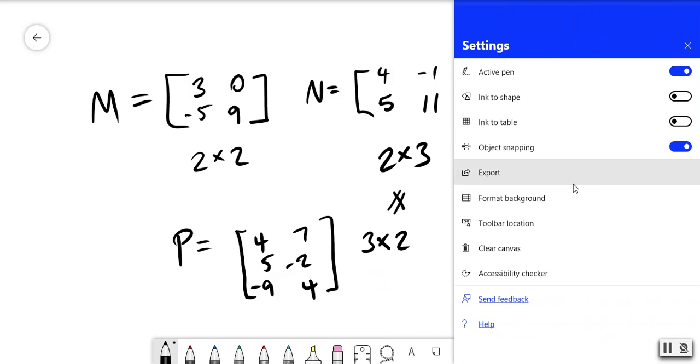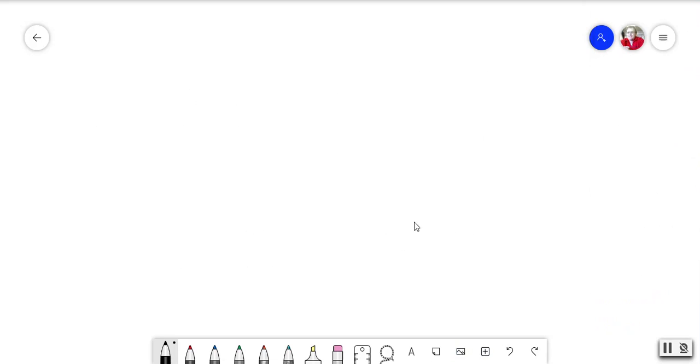Sometimes, and what I'm doing now is still on page 146.